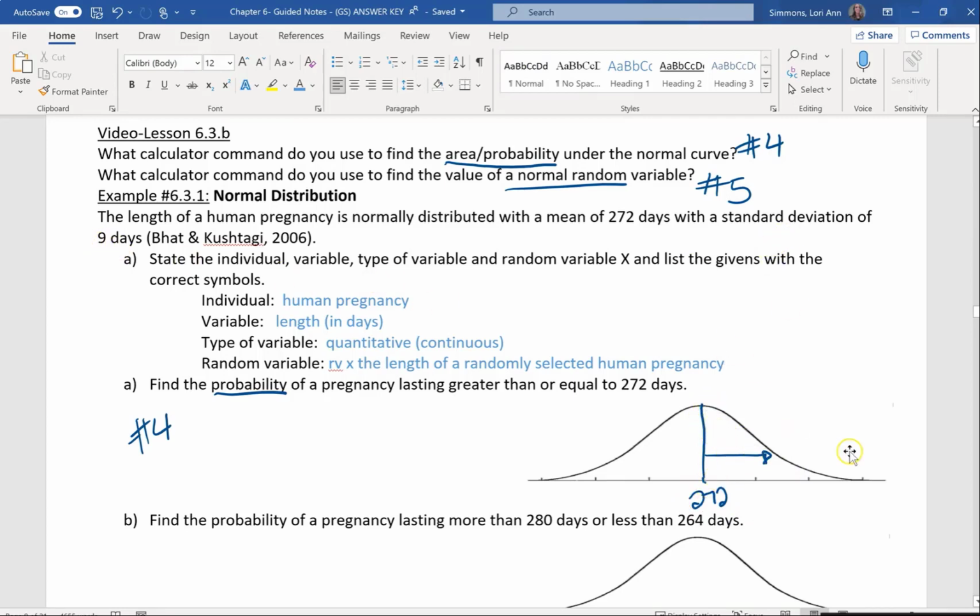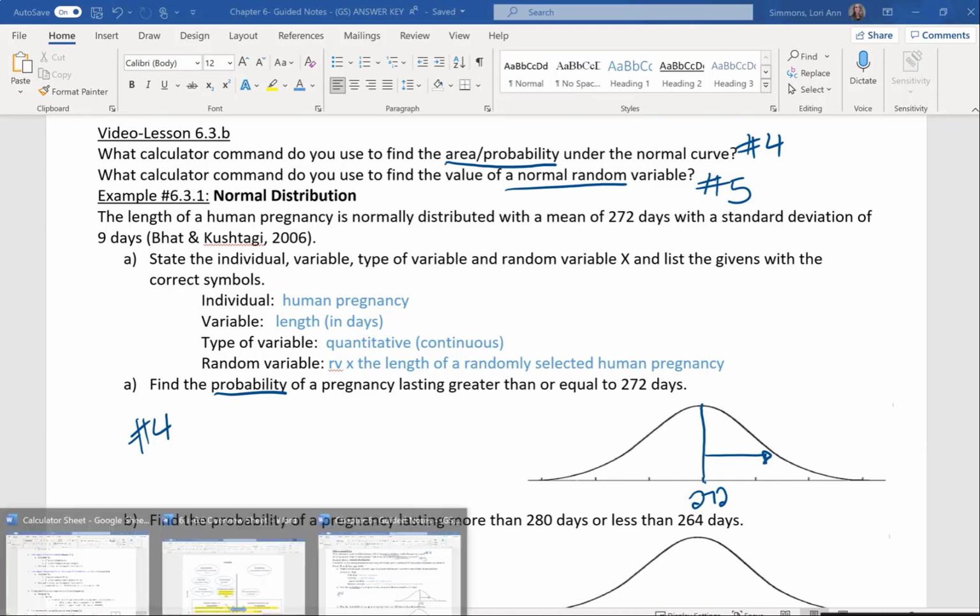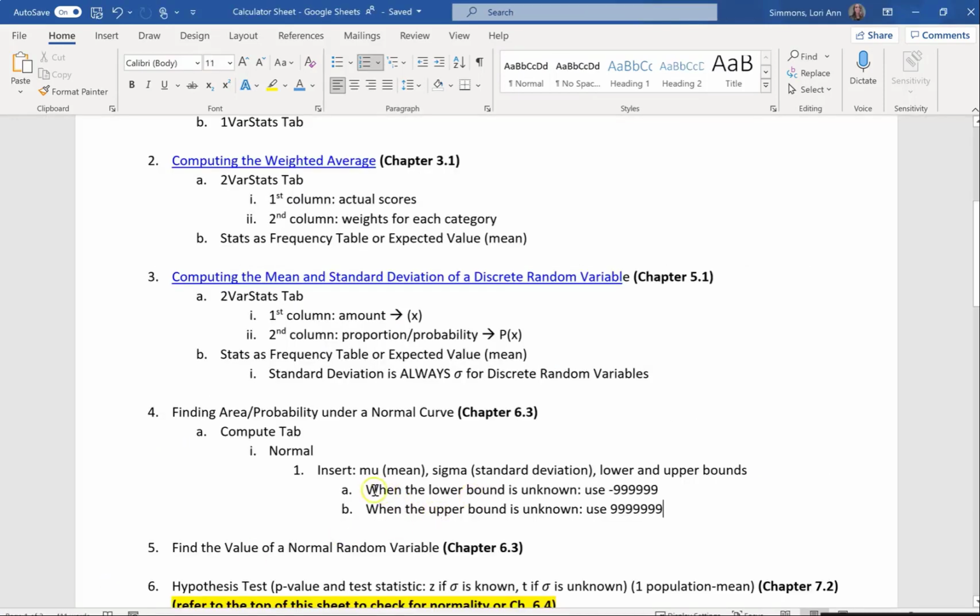Now, what is your lower and upper? So the lowest value is 272, and we're going all the way up. So your upper value, when it's not known, you're just going to put a really large number in. So like 9999. This will just represent a really large number far to the right. If we had it to the left, you would use the lower bound as negative 999, and the upper is 272. So that is in your calculator sheet here as well. So when the lower is unknown, you can use negative 9s, and the upper use 9s.